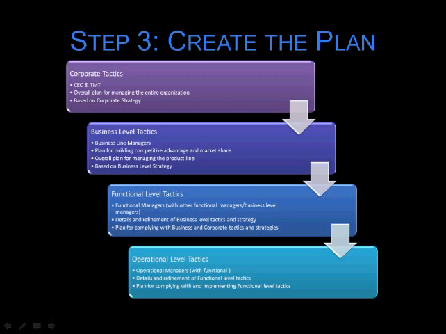So we push that down to the middle managers and we say, okay, how are you going to do this? And the functional level managers, and in a small place like this, functional and operational are probably the same, but it works the same way, will say, well, what we're going to do is make sure that all employees go to training. And once they've gone to training, then we'll do a survey to make sure that they've done this. So it's how we're going to comply with and implement the strategies and the tactics from the levels above us.